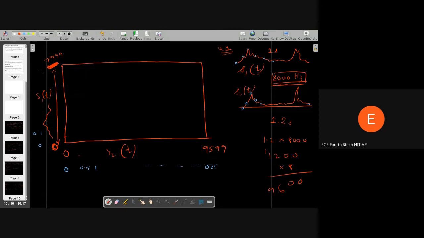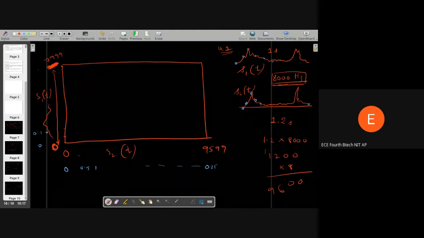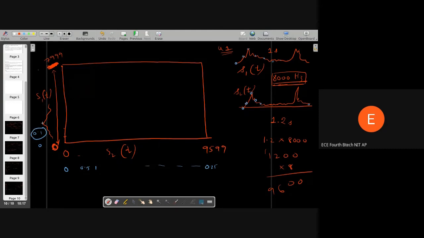Now our goal is to find the best one-to-one correspondence between each of these points. This value, this value, does 0.1 here correspond to 0.11? To find the one-to-one correspondence between the two templates, between the individual samples of the two templates. That's the goal.